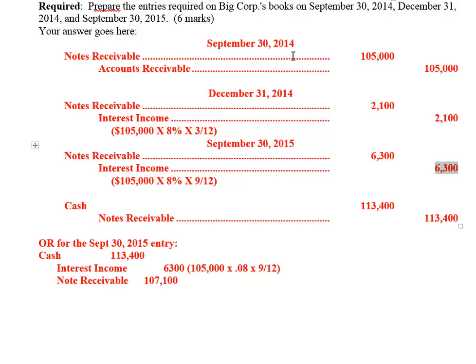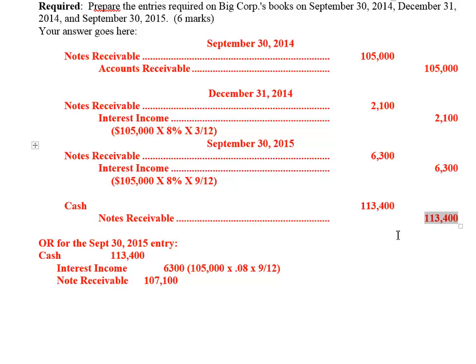Now what happens? If you take the opening value for the note and increase it by 2,100 and 6,300, you'll see that if you add together these three debits, you're going to have the note at 113,400. So all we're going to do now at the date that little pays Big, we're going to, as Big, debit cash and credit the note for the amount of the note, which is sitting at 105 plus 2,100 plus 6,300, 113,400. So we debit cash and credit the note for 113,400.